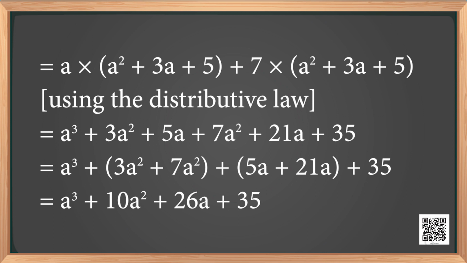Here you see we have written the like terms together, which is equal to a cube plus 10a square plus 26a plus 35. Here 3a square and 7a square are like terms. So, when we add them, we get a single term. Similarly, 5a and 21a are like terms. So, when we add them, we get a single term. Hence, the product of a plus 7 and a square plus 3a plus 5 has 4 terms. Is it not interesting? Good.